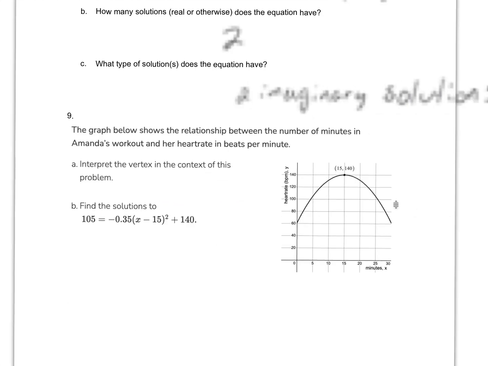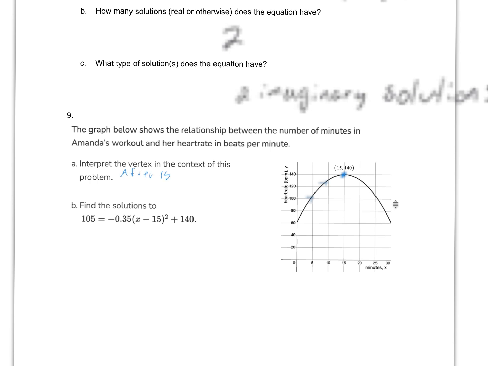Okay, so the graph shows the relationship between the number of minutes in Amanda's workout and her heart rate in beats per minute. So what's happening is her heart rate, as the workout starts, goes up. And what's happening is this heart rate is going up and up and up. And then it reaches a peak right here after 15 minutes in the workout. So if we interpret this to mean after 15 minutes, her heart rate is 140.